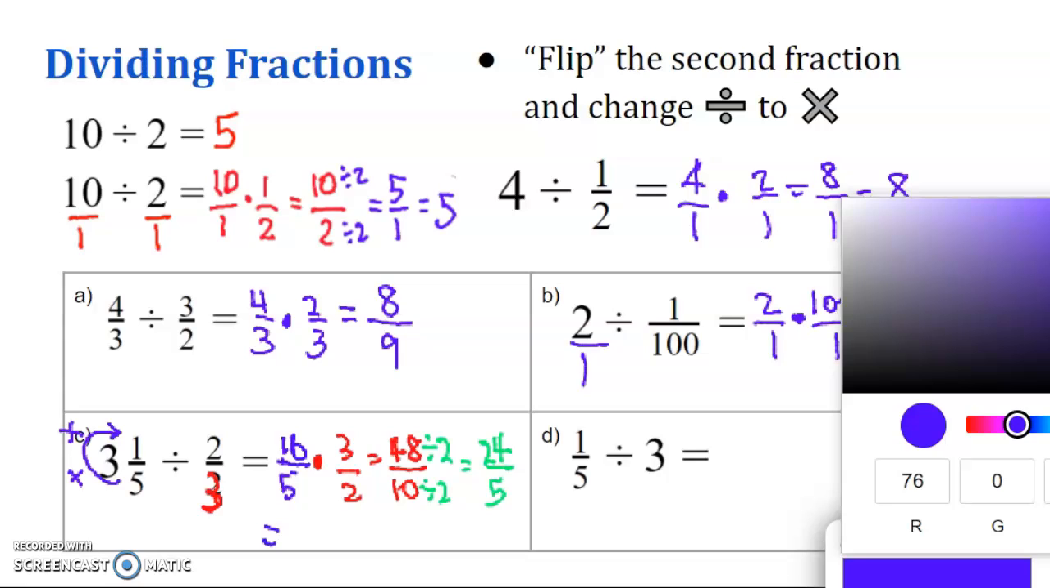So how many 5s go into 24? Well, 4 times 5 is 20. So 24, take away 20, you're left with 4 over 5.